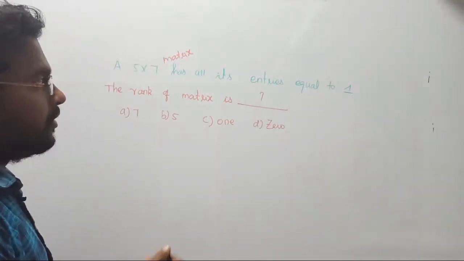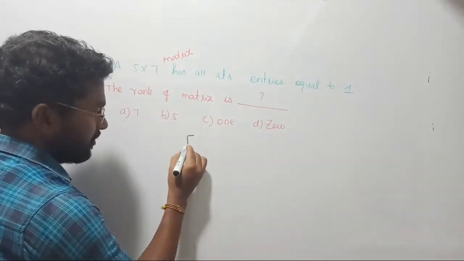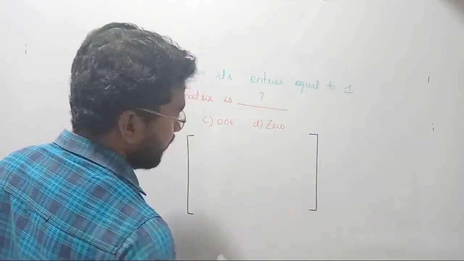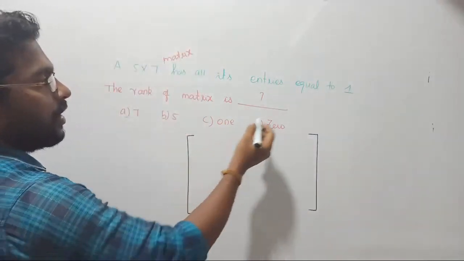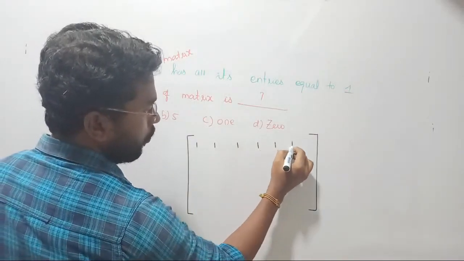I'm happy that I'm getting the answer from your side. See there, a 5 cross 7 matrix means what? We should consider 5 rows and 7 columns. Exactly. But what has been said is that all the values are 1, like that 1 1 1 1 1 1 1.